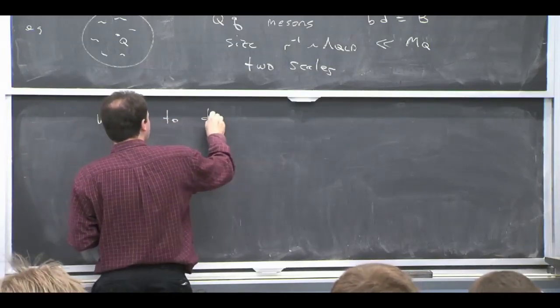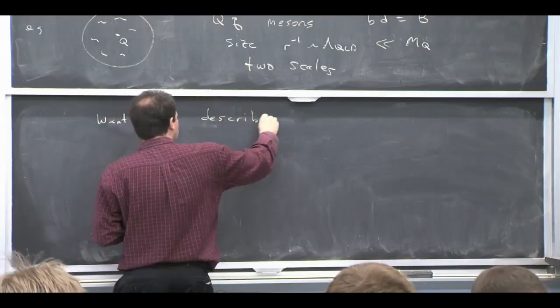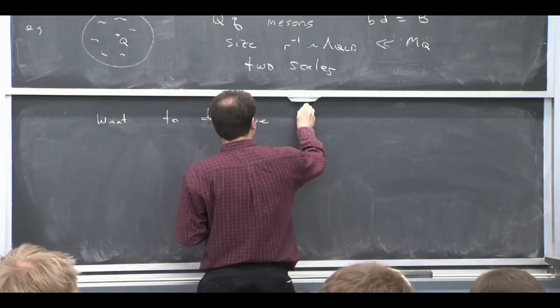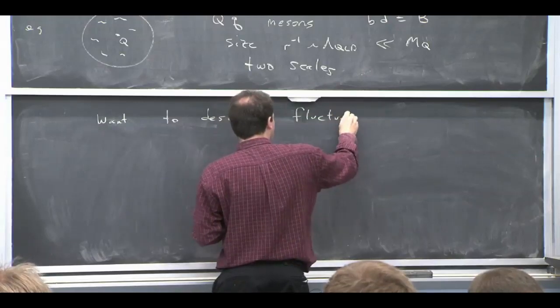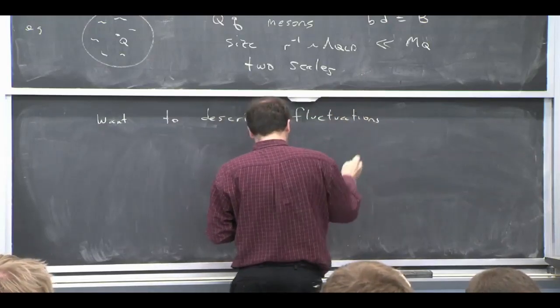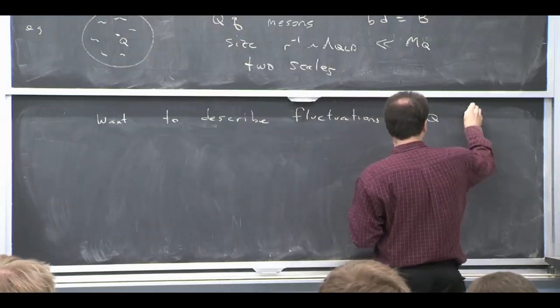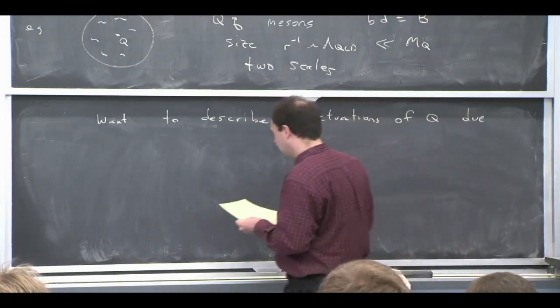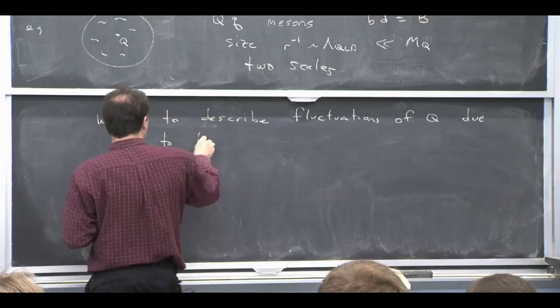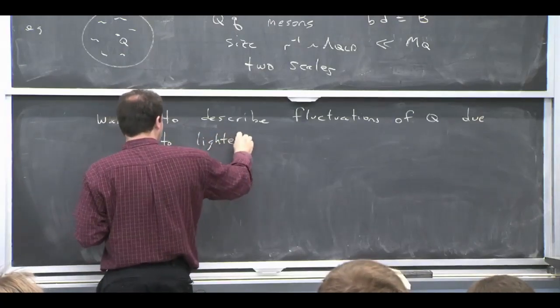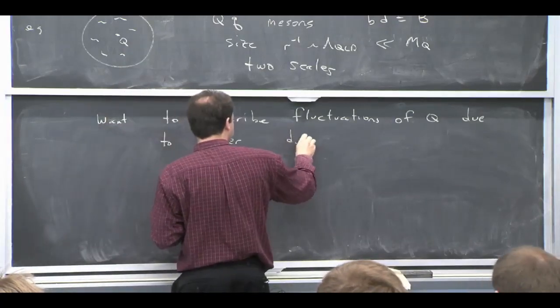And what you want to describe are fluctuations of the heavy quark due to the light quarks. So you could think that this guy is so heavy, he just sits in the middle of the state, and he's static. And then he gets tickled by the light stuff that's flying and whizzing around. And that's a reasonable picture.